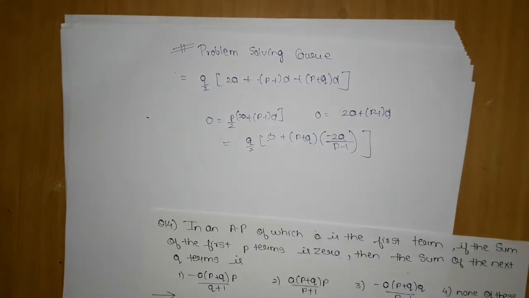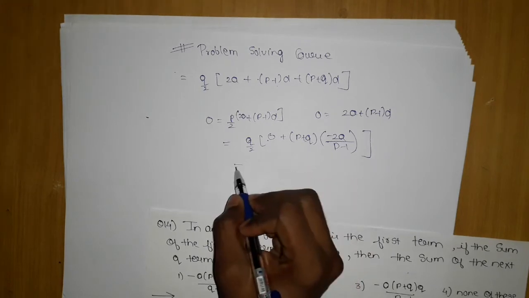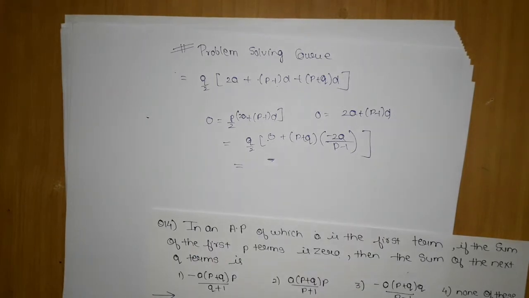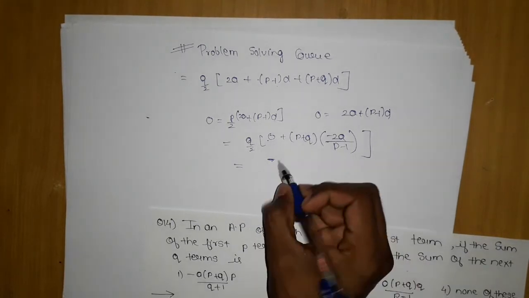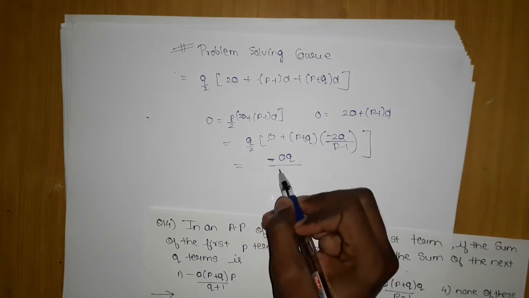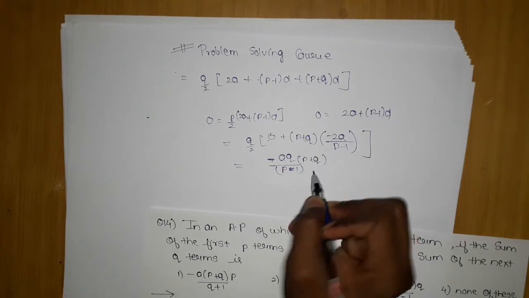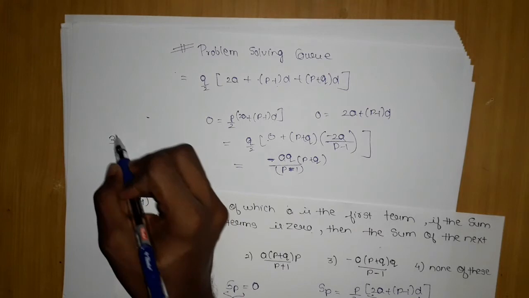Which will lead us to our final answer. 2 will cancel out, giving me aq upon (p minus 1) into (p plus q). So this is our answer, the third one, minus aq into (p plus q). So 3 is the answer.